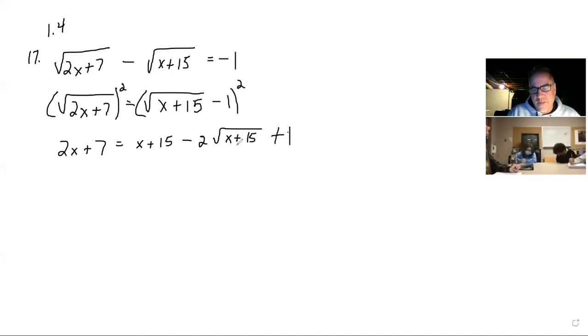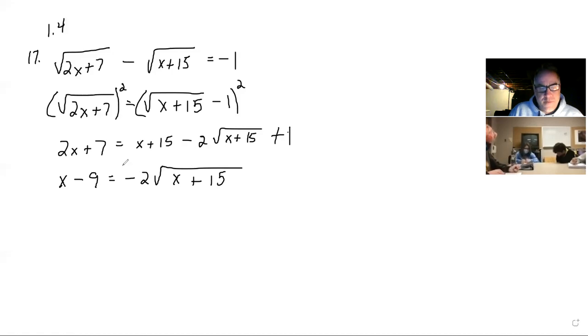Are we okay with multiplying this out? Yeah. Okay. So once you've multiplied it out, then collect like terms, and if you still have a radical term left, which we do, isolate it. So I've got x, I'll move it over, so that would leave me a net of x on the left side. I got 15 plus 1, that's 16. Taking that over, that's going to be 7 minus 16. That's going to be -9. And then I'm left with -2 times the square root of x plus 15.